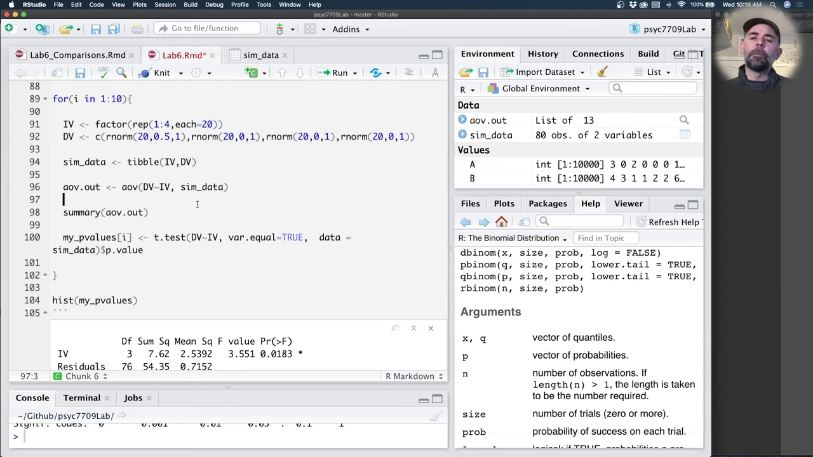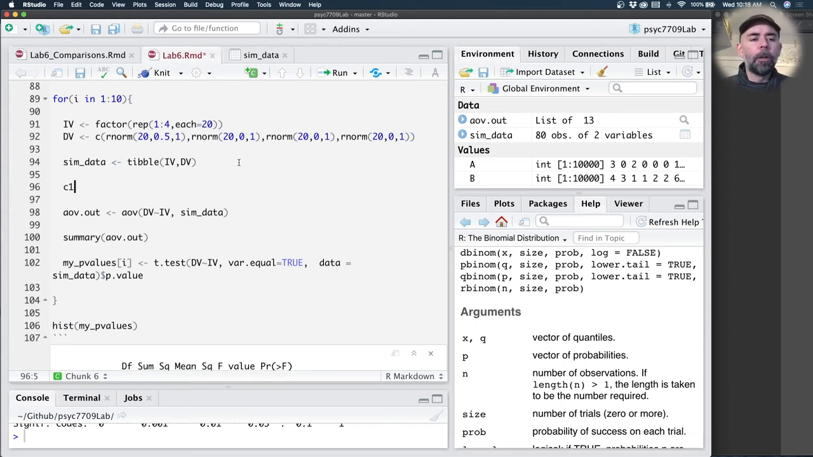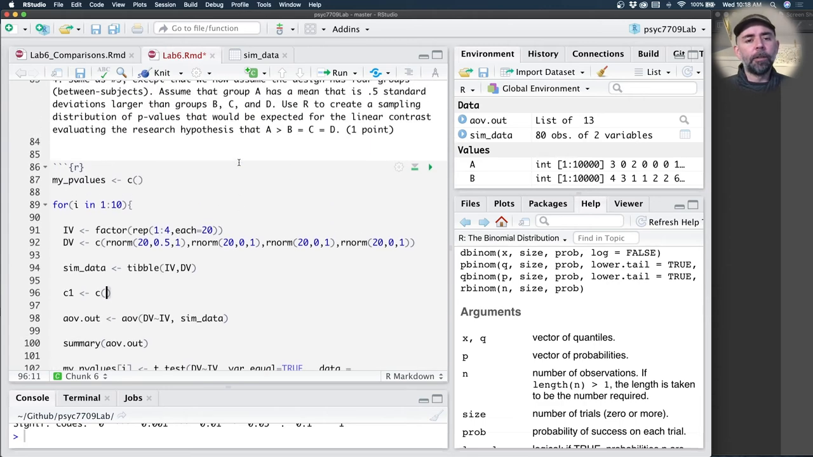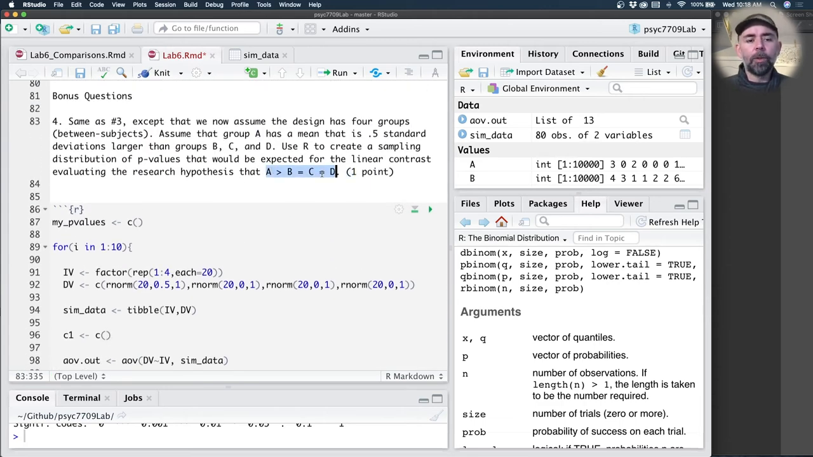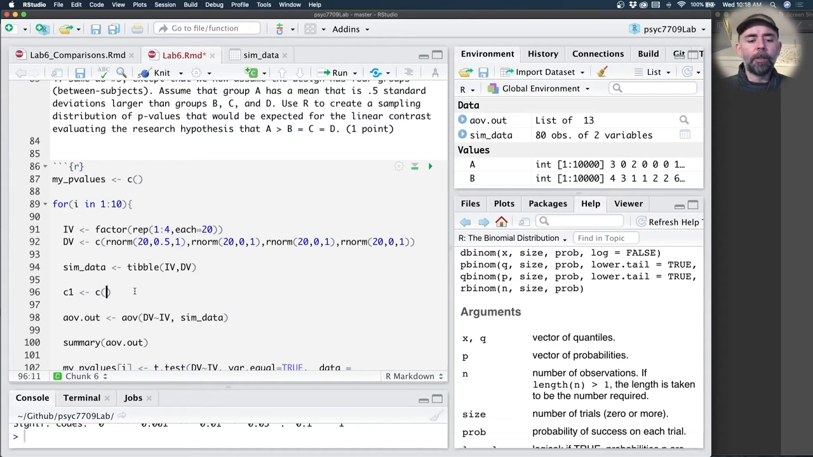Now I want to build in some of the linear contrast stuff. And for that, let me see if I can do this by memory. Otherwise, I'll probably just go back to the lab and borrow some of the code. I remember that I want to have a linear contrast, and that contrast needs to define this research hypothesis. So let's see. We're basically saying that the first group is bigger than the other three groups, which are equal. So that balances it out. A is bigger than the other three groups, and if you add this up, you get a zero. So this could be our contrast.